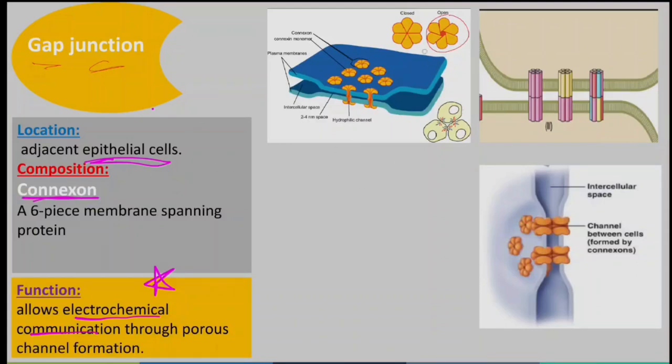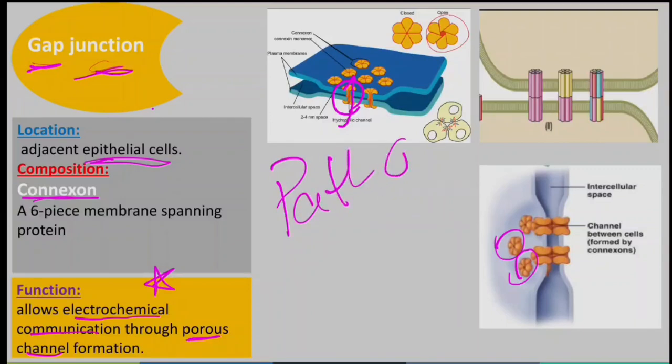What is a connexon? As you guys can see over here, a connexon is a 6-piece protein which is present between the membranes and is acting like a porous channel. So things can go through this channel and it will allow the electrochemical communication. As we know, most of our electrochemical communication is going on in our heart, so most of the gap junctions are located in the heart. So any pathologies related to gap junction will result in arrhythmias.